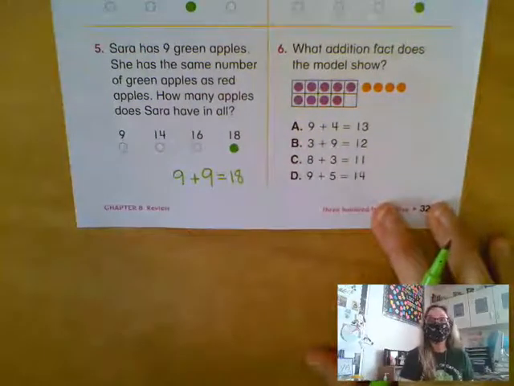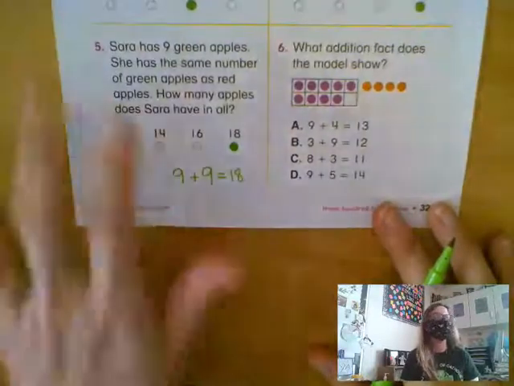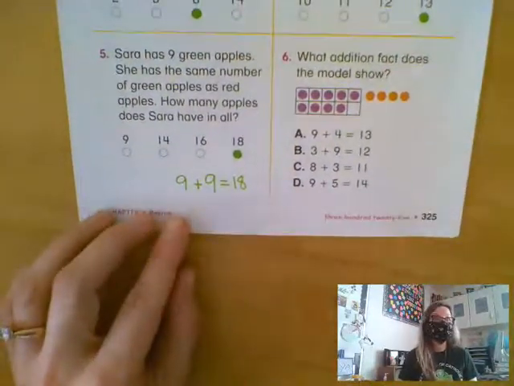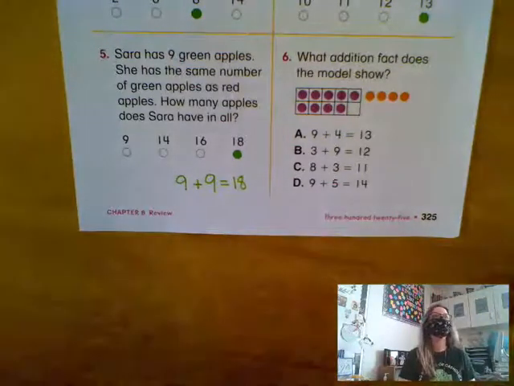If I didn't know my doubles, I could draw it out. I could draw 9 and 9 more and then count them up. I could use my fingers. Okay, so however you get to the answer is your choice. Just make sure you get there.